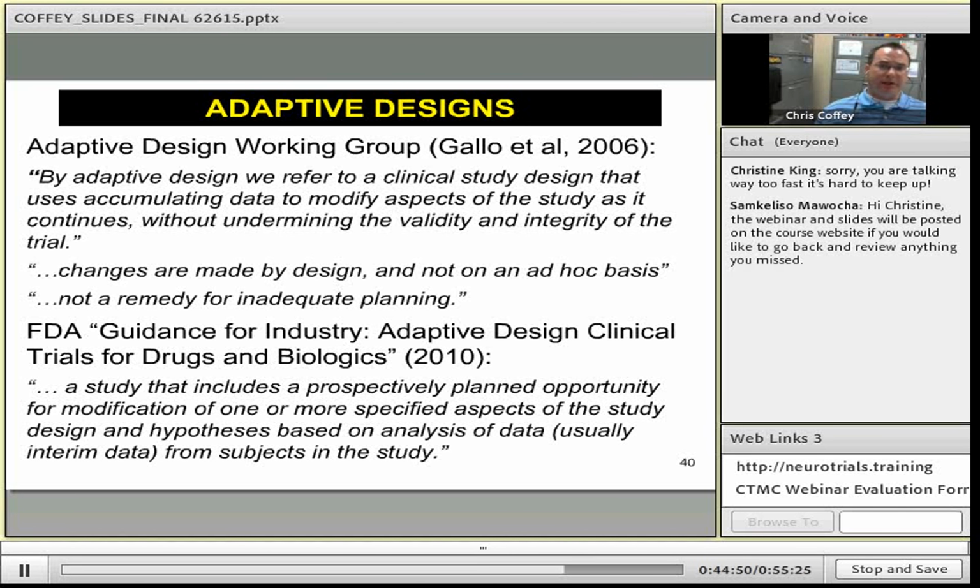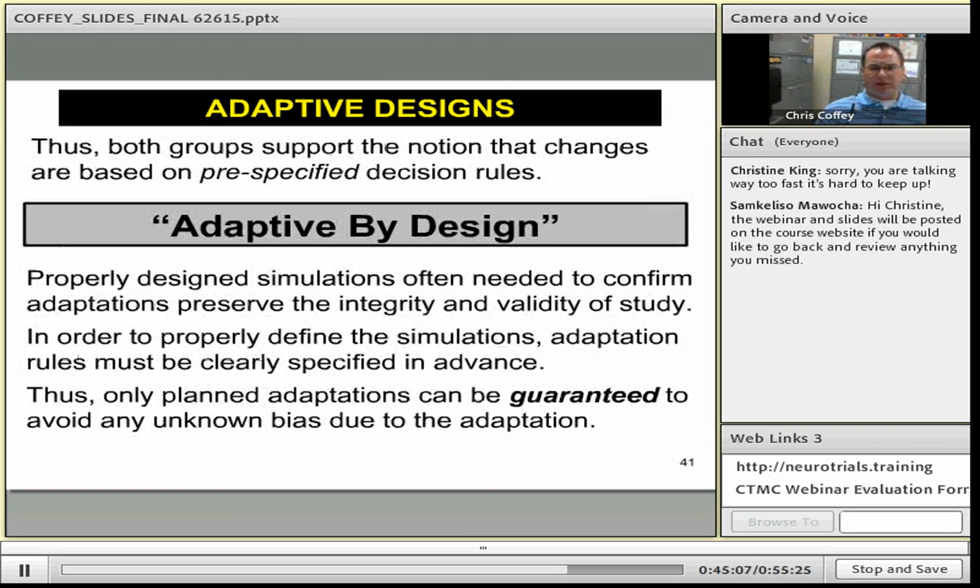There are a couple of definitions of adaptive designs. I think there are important components of both of these. There was a paper from an adaptive designs working group that was originally sponsored by pharma and then moved to the Drug Information Association several years ago. Also, there was a definition in the FDA draft guidance. Both of these, which you see in the slide, focus on one key aspect of adaptive designs, and that is this concept of adaptive by design. So what this means is the adaptations have to be planned.